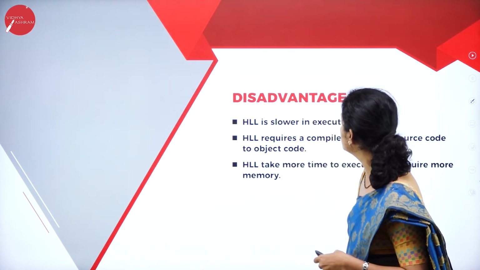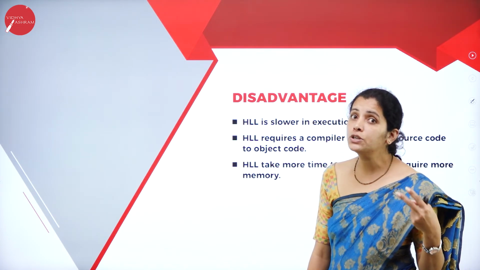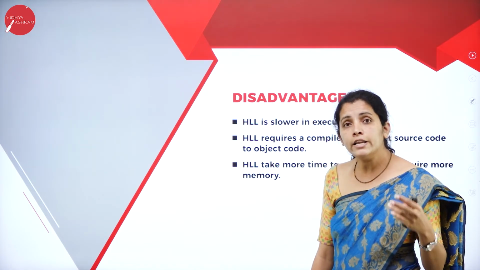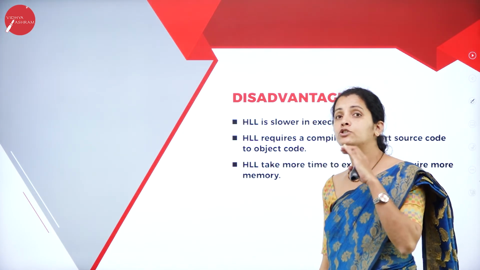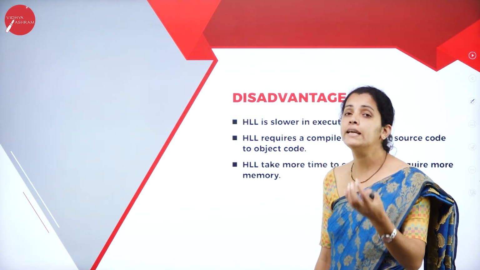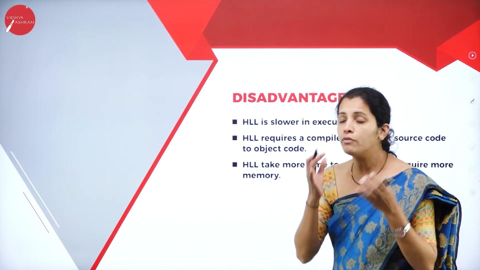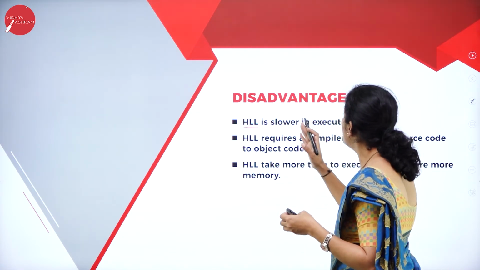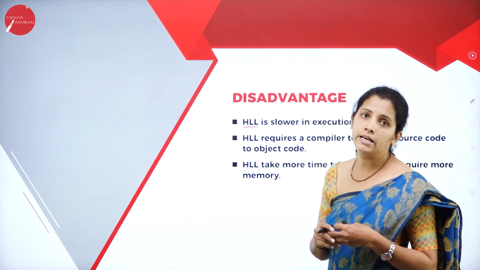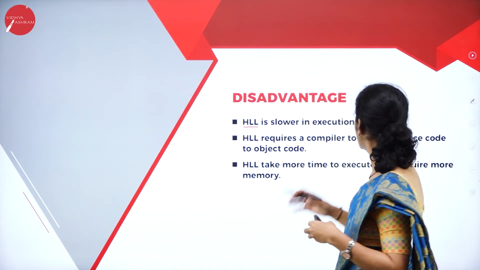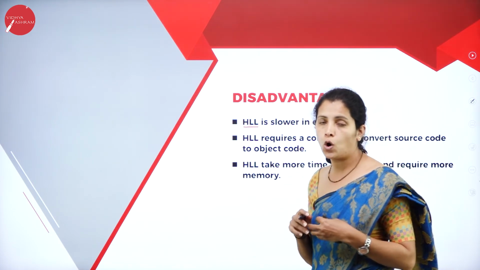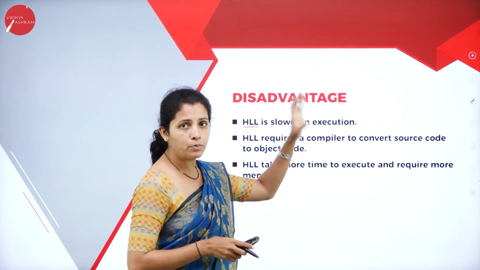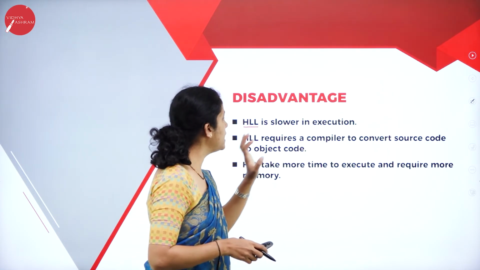Then what are the disadvantages? The execution of a high level programming language is slow, because I need to convert the high level language to machine level language, and it takes time because I need to translate. For that reason, high level programming language is slower in execution. It also requires a compiler to convert the source code to object code. That means I require a compiler to convert my high level programming language to machine level language.